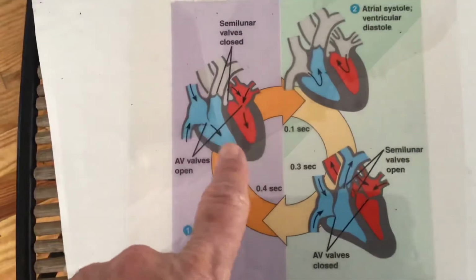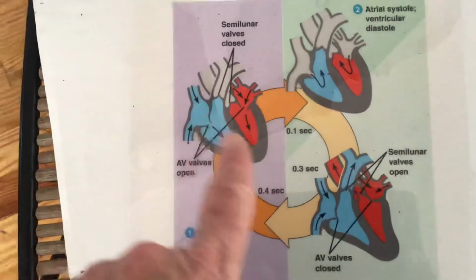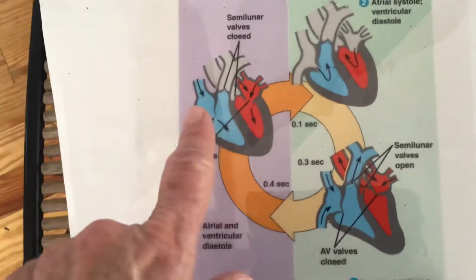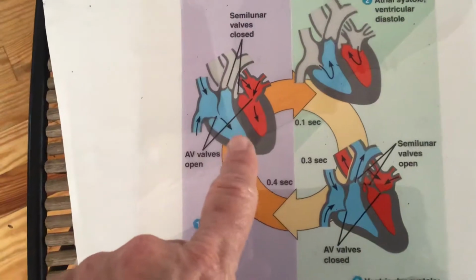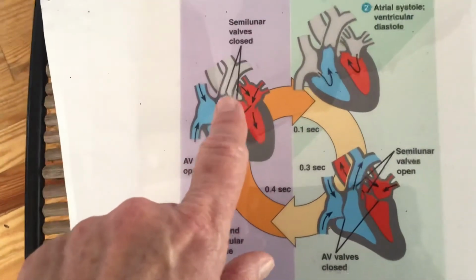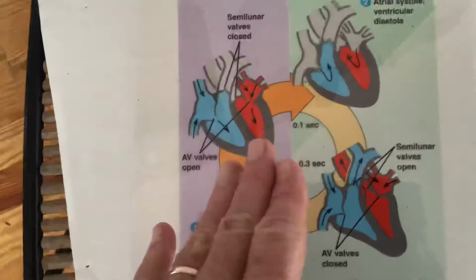As it flows through the valves, they would close back, so it's not going to move back in that direction. It's mostly just going to be this way. This valve, however, is closed, so it's not going anywhere. So basically the heart is filling.